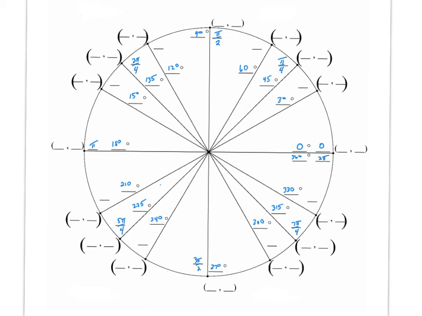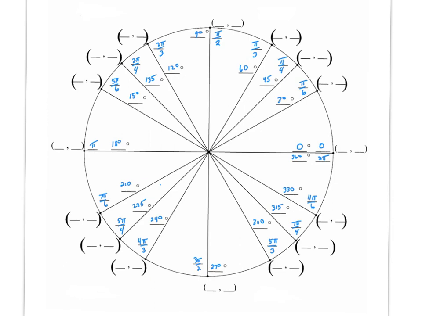Now we'll count by pi over 6s. 0, 1 pi over 6, 2 pi over 6. Notice how I reduced. 3 pi over 6, 4 pi over 6, 5 pi over 6, 6 pi over 6, 7 pi over 6, 8 pi over 6, 9 pi over 6, 10 pi over 6, 11 pi over 6, 12 pi over 6. Now we can fill in the points.